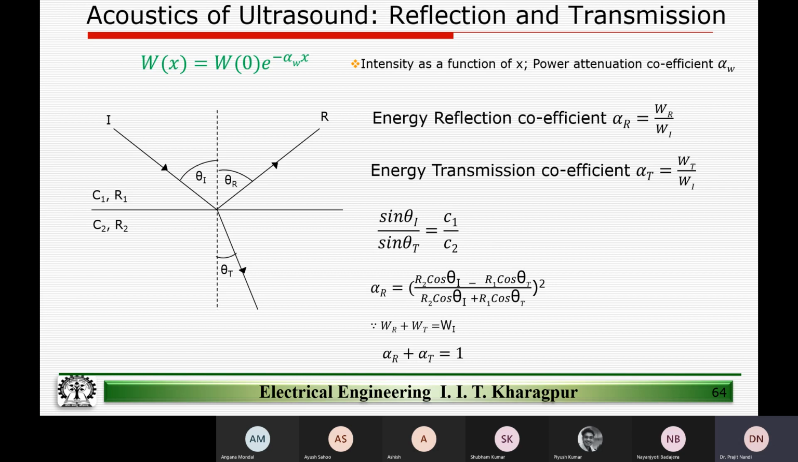And what is the relation between the reflected wave and the transmitted wave? We have quite a few relations. One is the coefficients alpha R and alpha T. Then the angles theta I and theta R are related by the speed of the waves propagating from medium 1 to medium 2. We are going to look at that. So this is like a summary. Let's proceed and see.